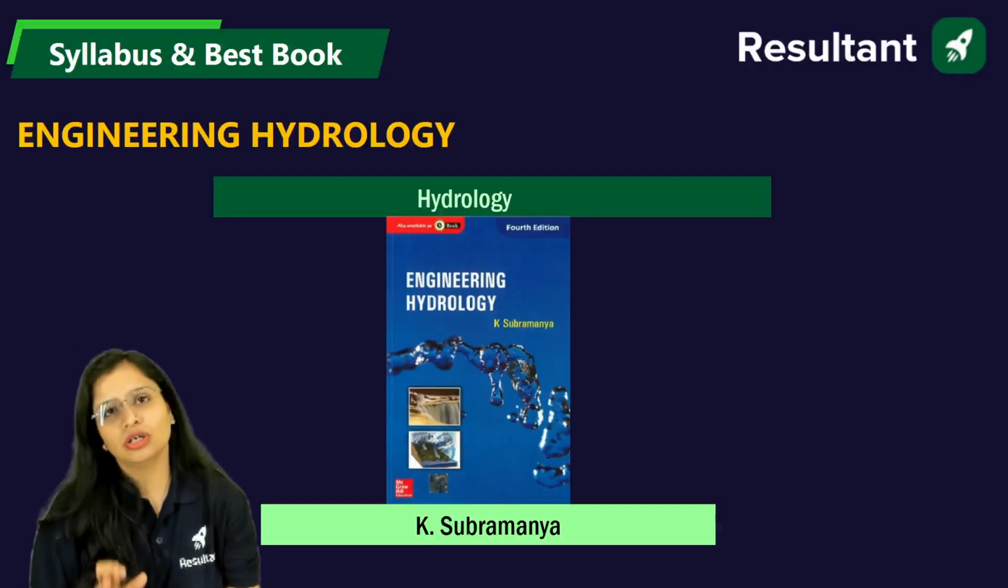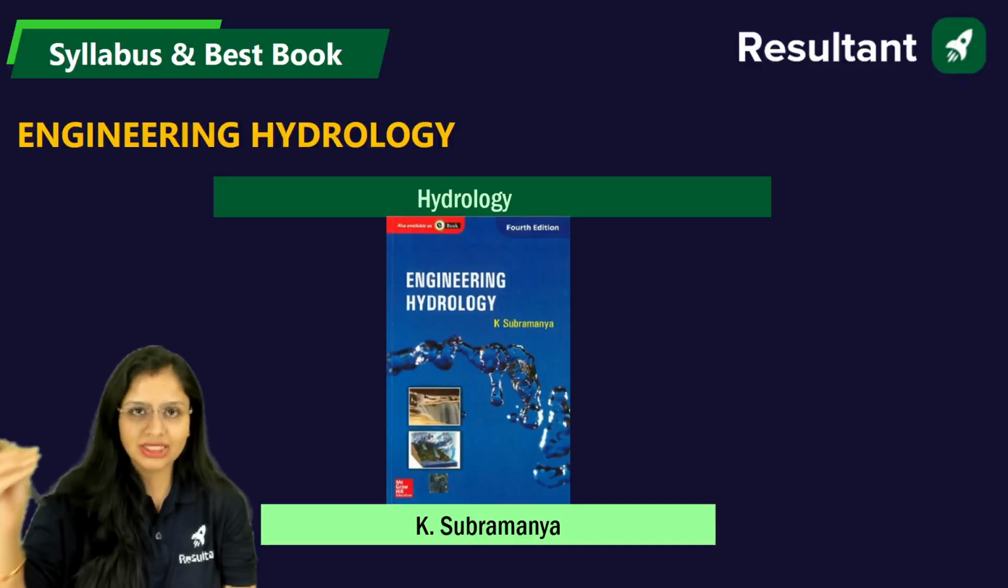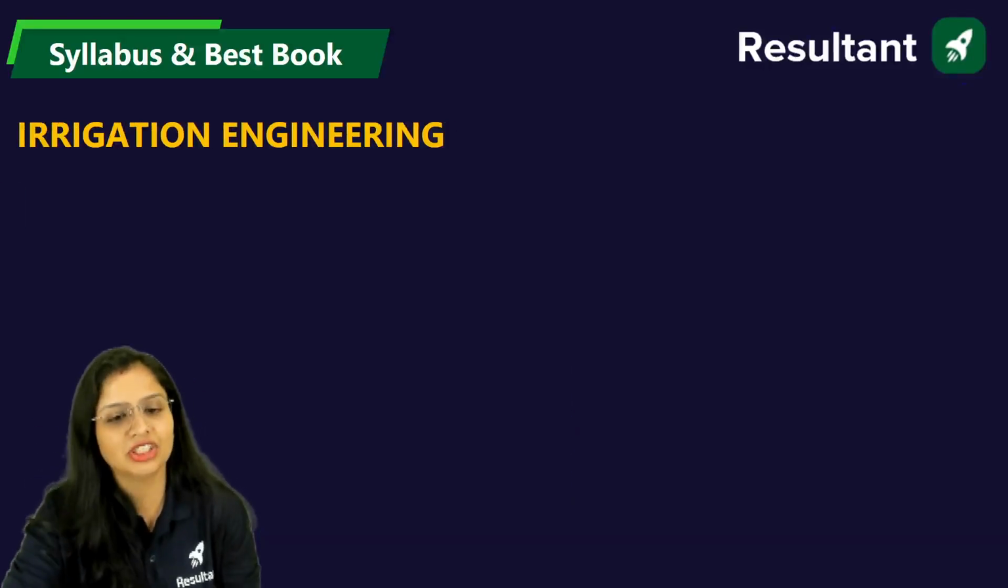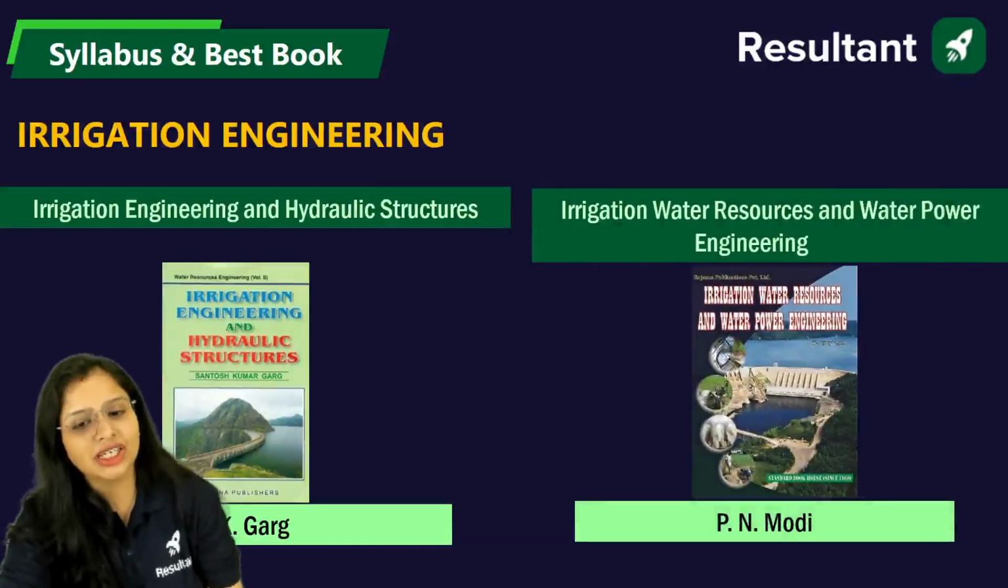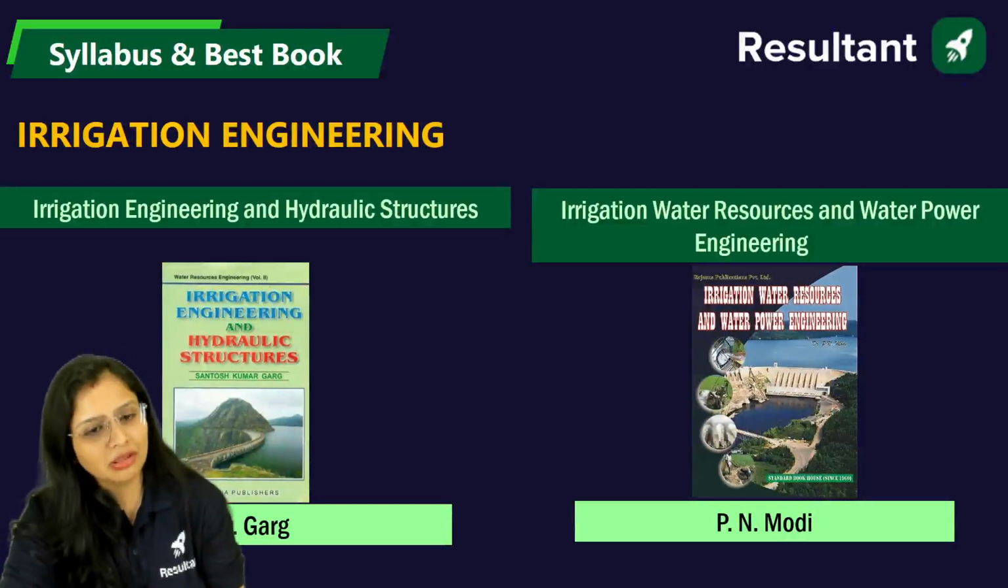So until and unless you are interested in doing a PhD in water resource engineering, just study the important selective topics which are there in your examination. That's it. Irrigation engineering, SK Garg, PN Modi, both are good books. You guys can refer to any of them.